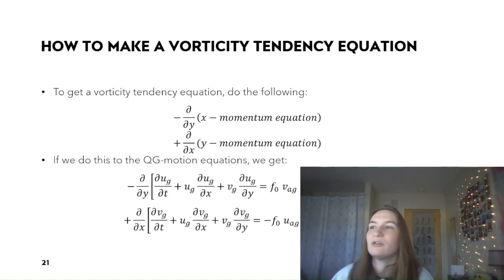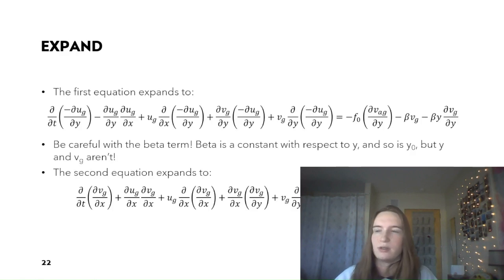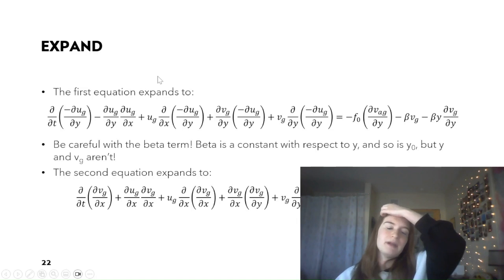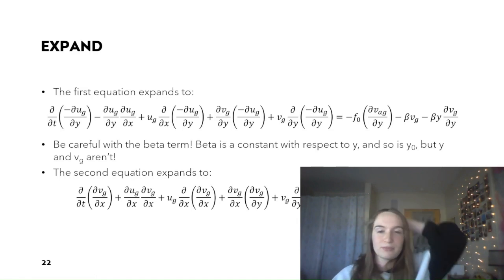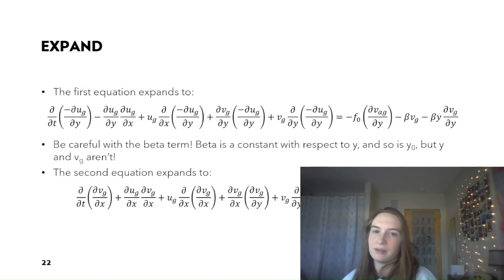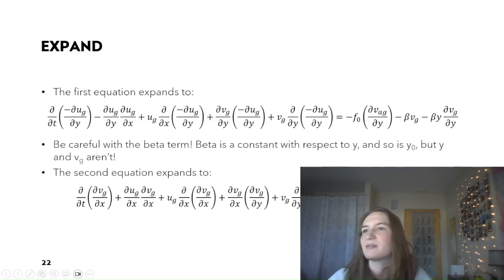Here's how you do that. So if we do that to the QG equations of motion, here's our QG equation of motion, here's our x1, and here's our y1, and then we're going to take the derivative with respect to y of the x1 and the derivative with respect to x of this y1. That first equation expands to this. You have to be careful, all right? Beta, that beta term, it's constant with respect to y, and so is f naught. But y is not constant, and vg isn't. That second equation expands to this. All right.